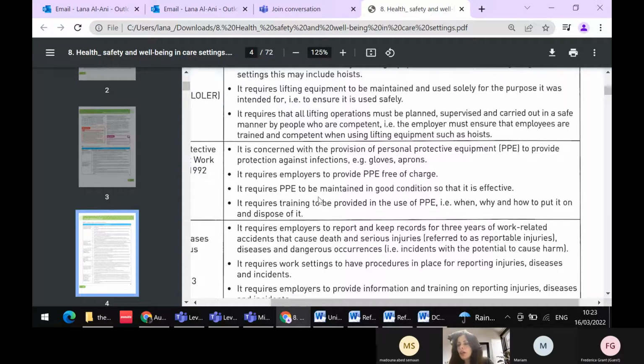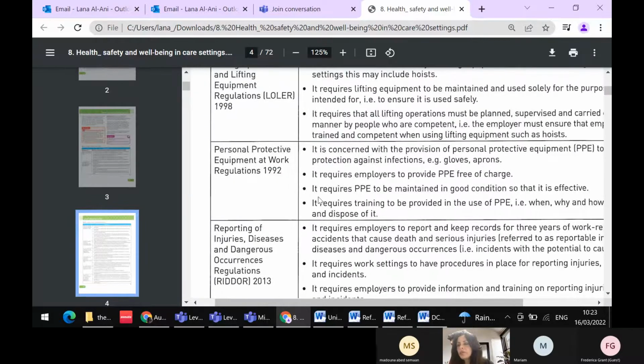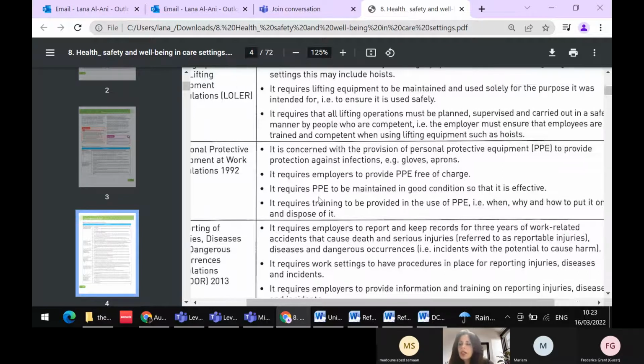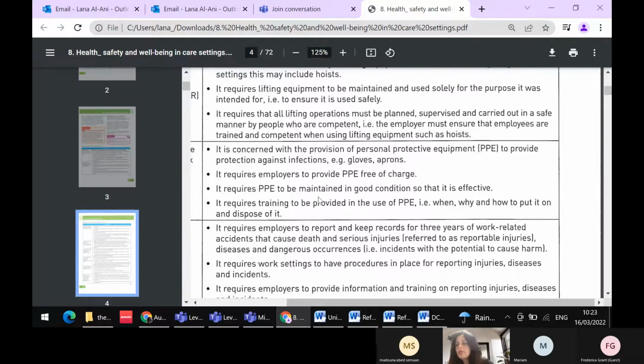So what about this regulation, which is the Personal Protective Equipment at Work Regulation 1992? It is concerned with the provision of personal protective equipment. It requires employers to provide these PPEs free of charge for the employees. So the employees should always wear them as soon as they find them provided by the employer.